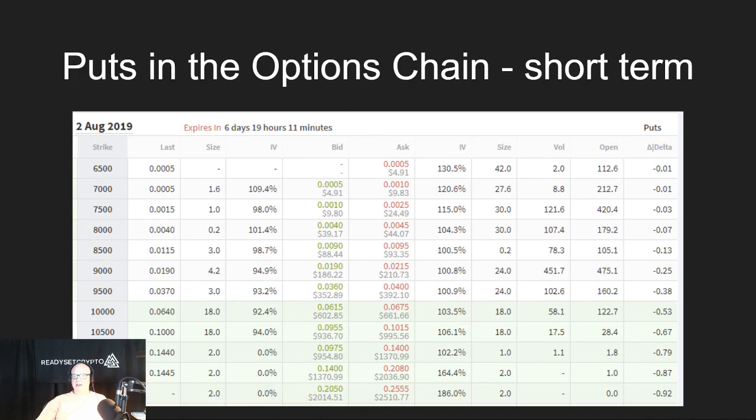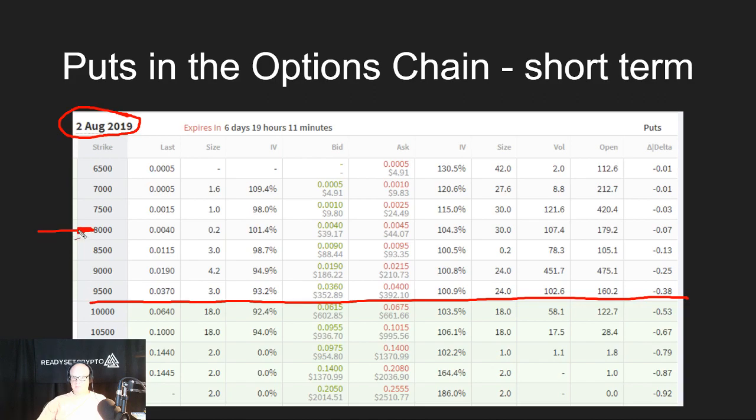So let's talk about puts in the option chain. If we sell these, remember, we're going to sell out of the money. So here's the deal. Let's say that we sell the $8,000 put, and remember, this is by next Friday. Bitcoin is up here at 9,700. Let's just say, for instance, this is 8K down here. If that's 8K, the price has to go down by August 2nd for this to become in the money.